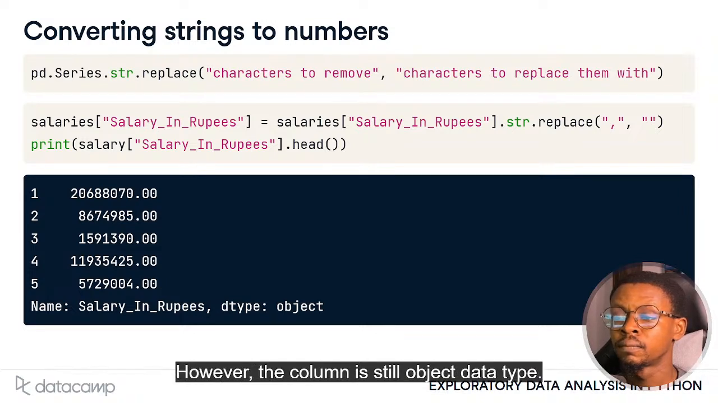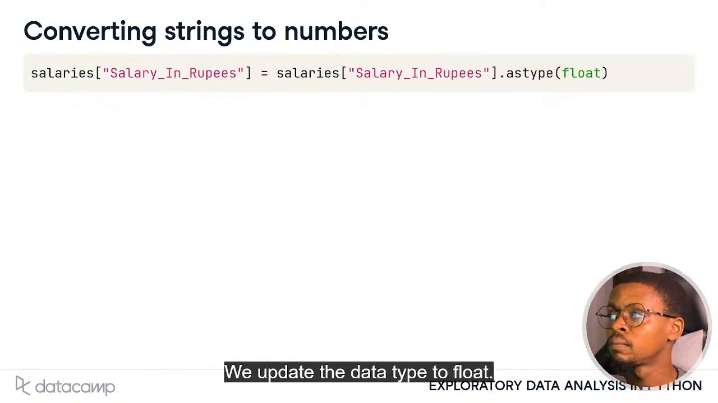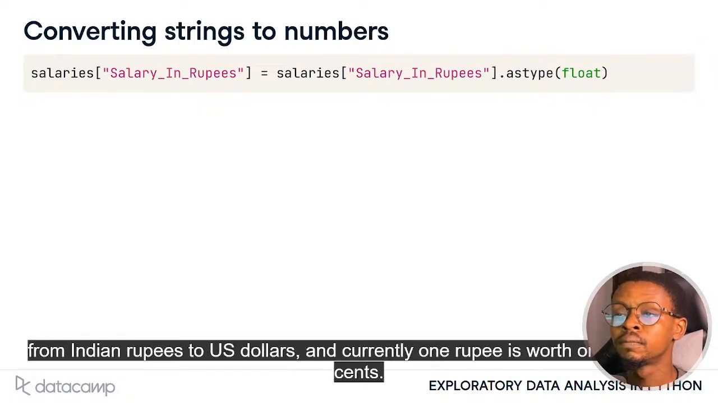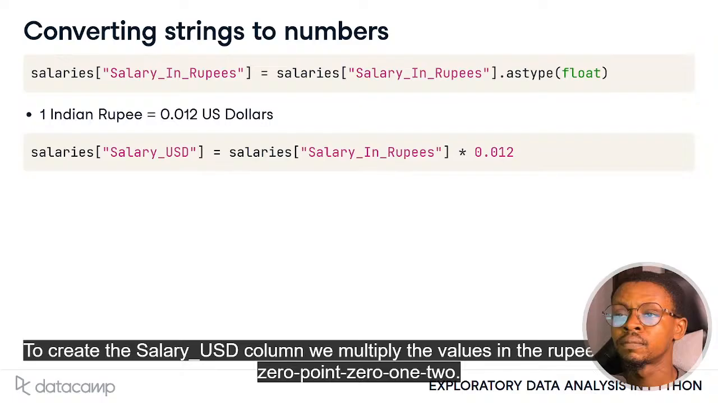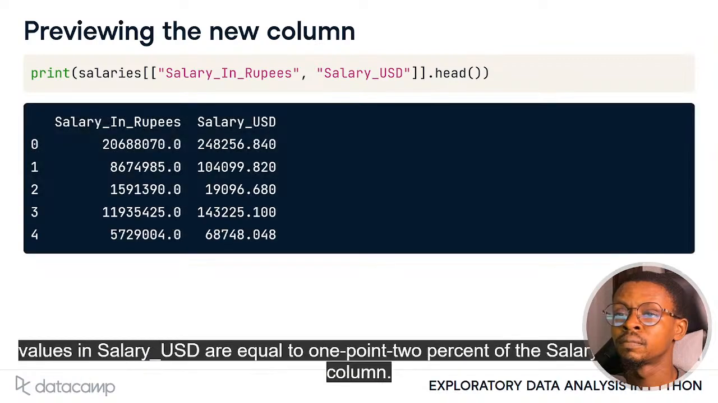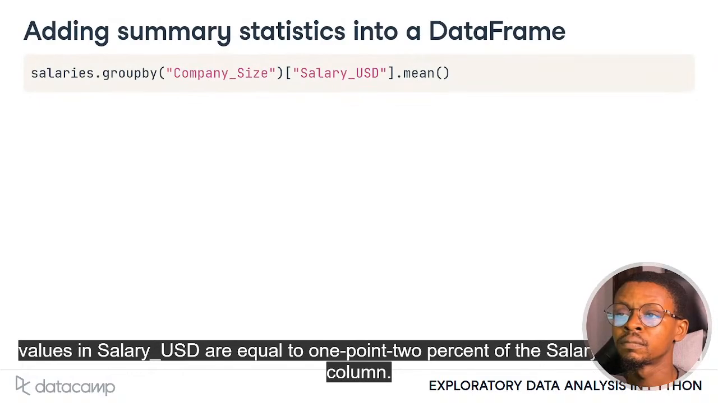However, the column is still object data type. We update the data type to float. We've looked up the conversion rate from Indian rupees to US dollars, and currently 1 rupee is worth 1.2 cents. To create the salary USD column, we multiply the values in the rupees column by 0.012. Printing the first 5 rows of the original and new column, we can see that values in salary USD are equal to 1.2% of the salary in rupees column.